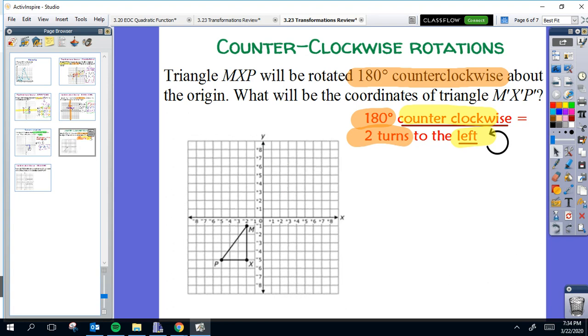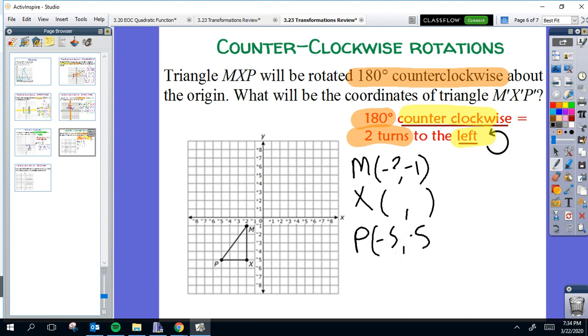All right? So before we do that, let's take a look real quick at what our original values are. M, X, and P. M is going to be the value negative 2, negative 1. P is going to be negative 5, negative 5.